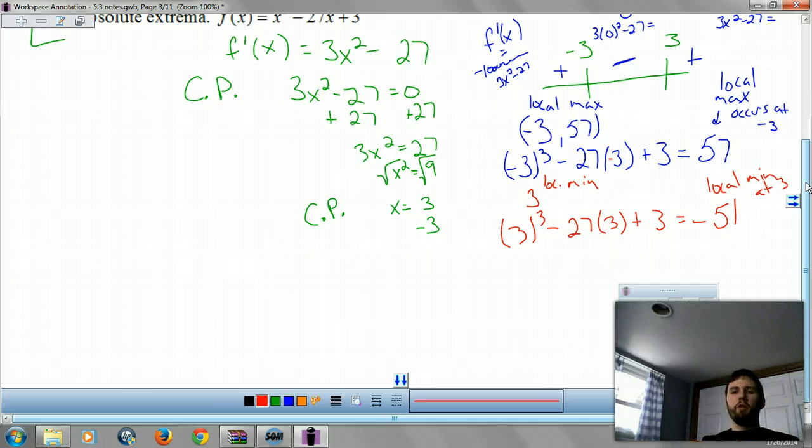Now, these are local and not absolute, because if you look at your original equation, it's going to look something like this. Because it looks like this, it goes to infinity and negative infinity. Hence, you don't have an absolute maximum. Okay, I'm going to pause for time.